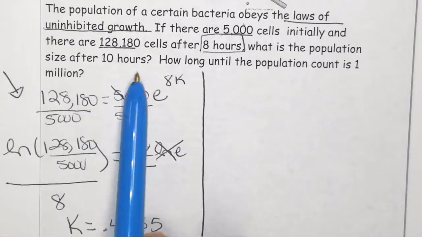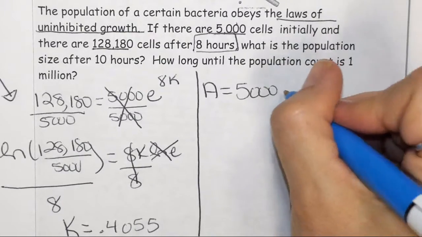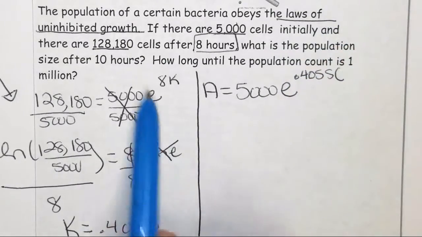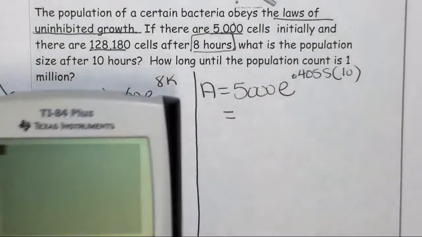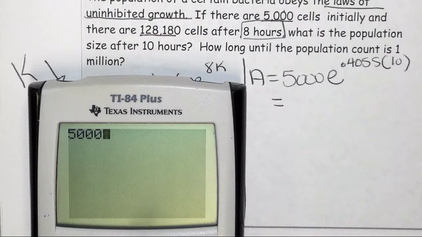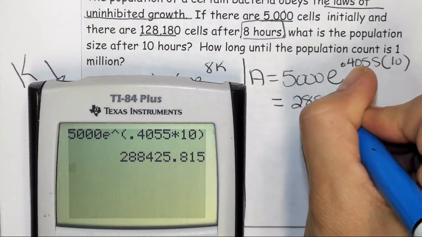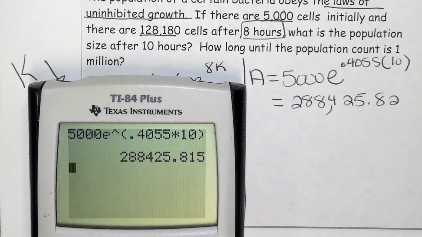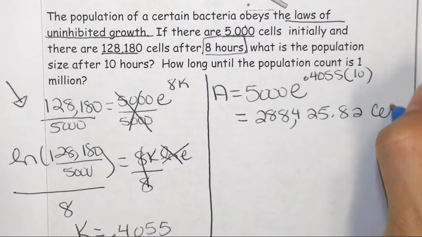They wanted to know what is the population after 10 hours. So the population after 10 hours, we started with 5,000. Going to have E. My K is now 0.4055 times, how many hours am I looking for? 10. We're just going to go type that straight in our calculator. 5,000 E raised to the 0.4055 times 10. Ooh, that's a big population. So 288,425.82. They didn't tell me what we were measuring it in. It just keeps talking about number of cells, so I'm just going to write cells.